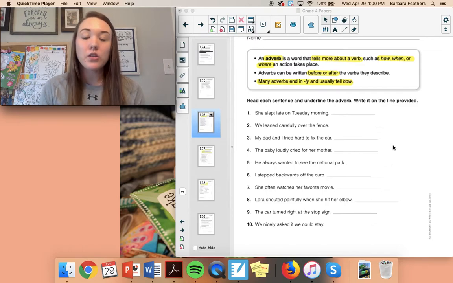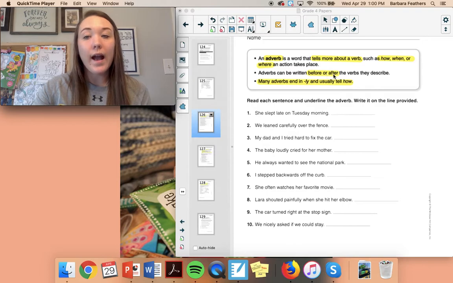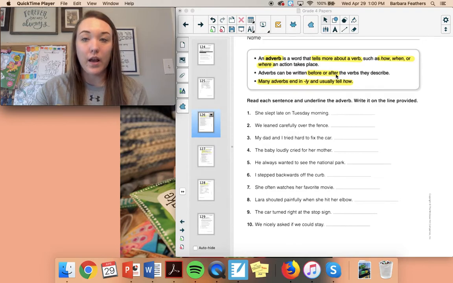In the box at the top, it reminds me that an adverb is a word that tells more about a verb. Adverbs can tell us how, when, or where an action takes place. Adverbs can come before or after the verbs they describe. Many adverbs, but not all adverbs, end in ly, and those ones usually tell us how.